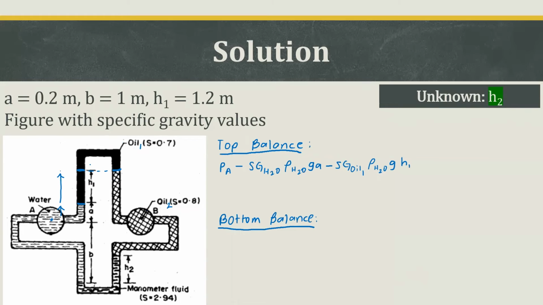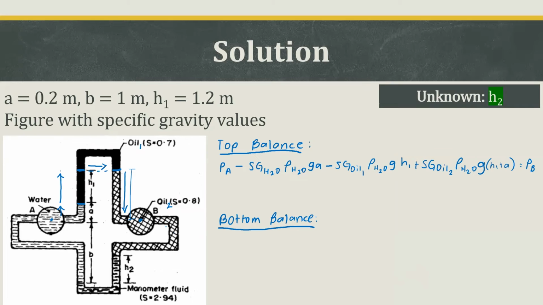And then pressures at these 2 points are equal using concept 2. Then finally, at this point, we're going down to get the pressure at this point, which is the same as the pressure at point B. So we're going down, so that's now positive or addition. So that's plus specific gravity now of oil 2, then density of water, gravity, and then the total height, which is H1 plus A, equal to pressure at point B. So this will be our first equation.